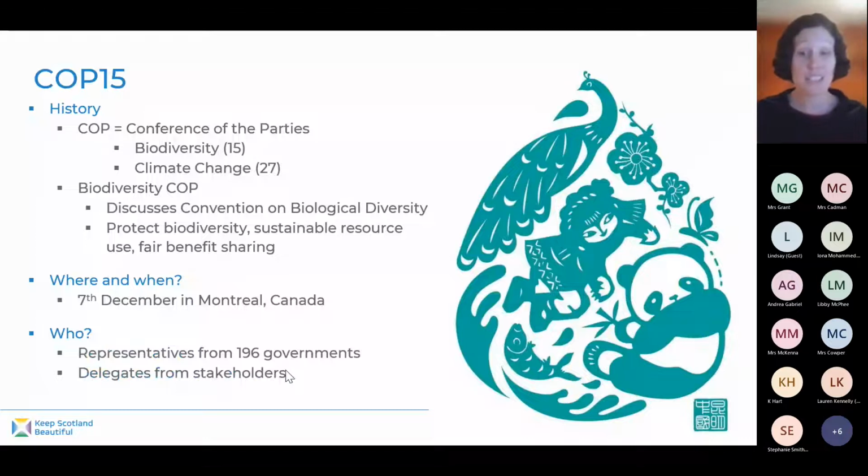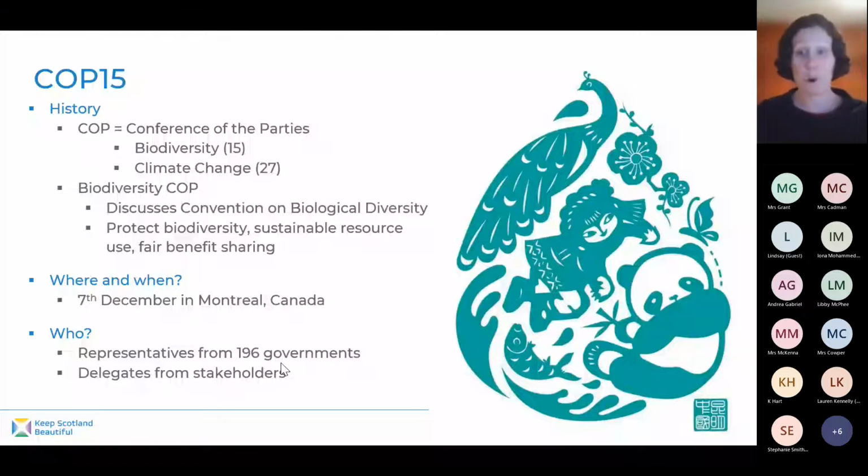And who's going to be attending? There'll be representatives from all of the countries that are signed up to the Convention on Biological Diversity. And there'll also be delegates from stakeholders. So there'll be people from business and finance, community members. We might have scientists, people from Indigenous communities. Also, we'll have youth representatives as well. So it's really, really relevant for your children and young people, so they should be represented there as well. So that's the bare bones, slightly more dull side of things.